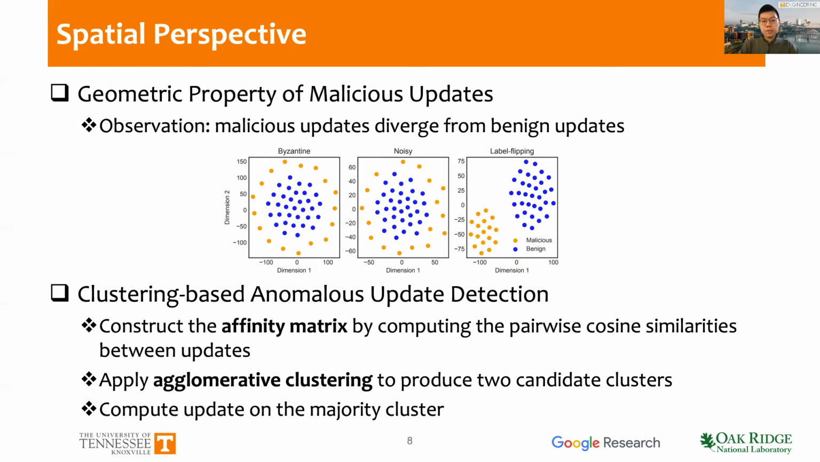Specifically, at each communication round, we first compute the pairwise cosine similarity between the updates to construct the affinity matrix. And then we apply a clustering algorithm to produce two candidate clusters. Finally, we select the majority cluster as the benign cluster based on the assumption that the majority of clients are not faulty or malicious.